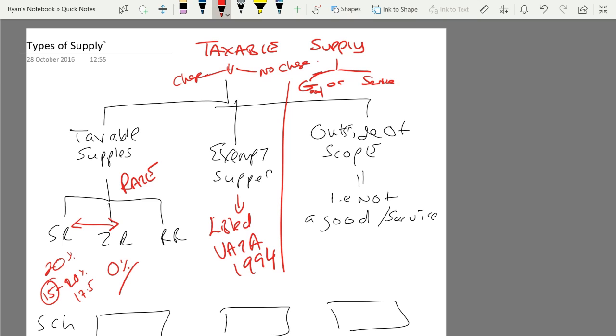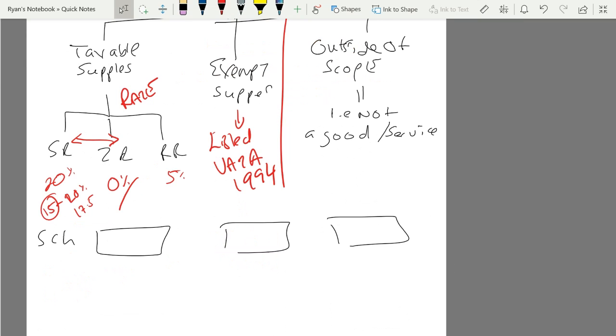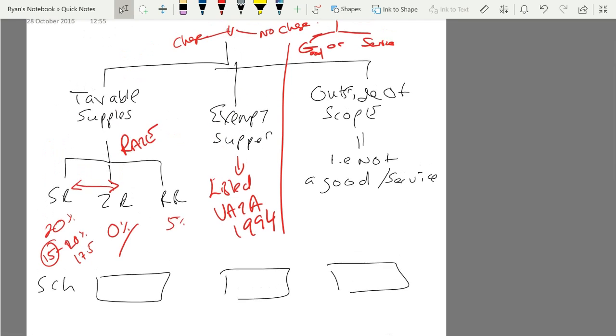Your reduced rate is 5%, and that's for domestic fuels. Your 5% reduced rate also comes into play for property VAT. There's a different schedule within the VAT Act for each respective rate, pertaining to what is a zero rated, reduced rated, standard rated or exempt supply. It will not have a schedule for outside of the scope because it's not within the VAT regime.